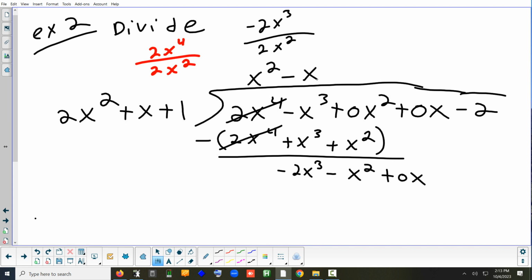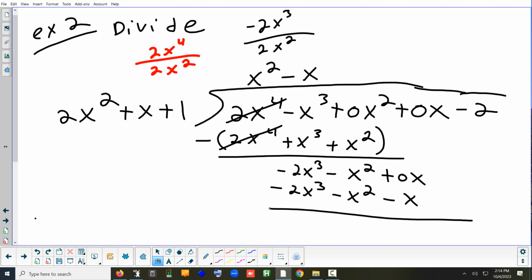Negative x times 2x squared gives me negative 2x to the third. I said it wrong. Yeah, that's all right. We got it. Thank you. What's negative x times positive x? Negative x squared. And then negative x times positive 1. Minus 1x. Negative times positive, that's a negative.